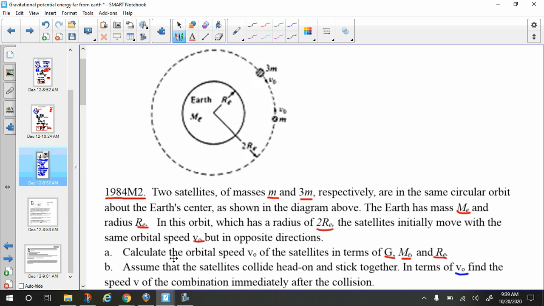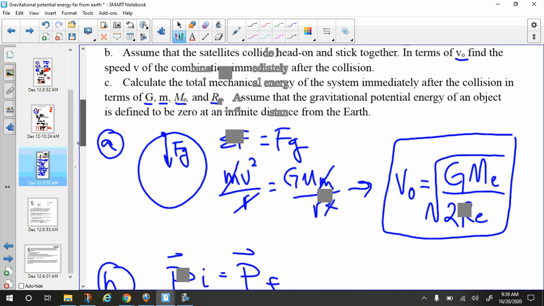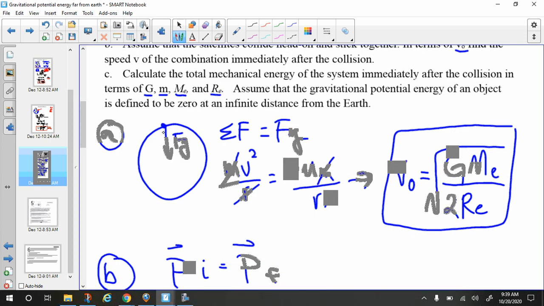So first we calculate the orbital speed of the satellites in terms of G, mass of the Earth, and radius of the Earth, and that we've done many times. We start with a force diagram of our satellite, and we see that the only force on it is the force of gravity. We know the net force is equal to the force of gravity, and since it's moving in a circle, net force is mv squared over r. That's equal to GMm over r squared, since it's the force of gravity far from the surface of the Earth. Cancel our little m's, which are always the ones that cancel. We cancel one of the r's, and we're left with v naught squared. Then we have to plug in our special things. So we solve for v, we take the square root of both sides.